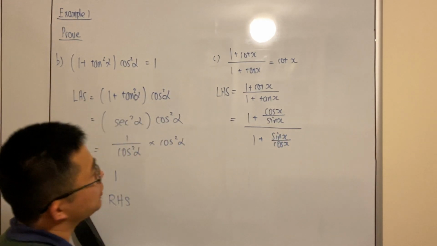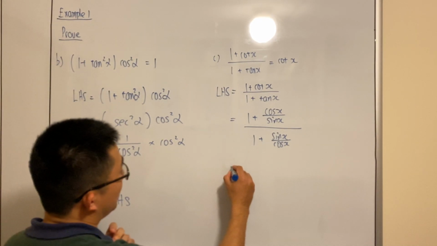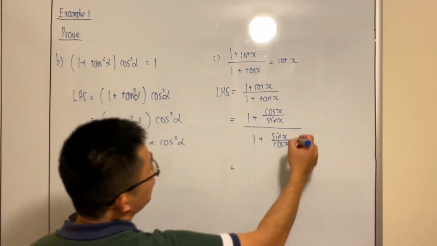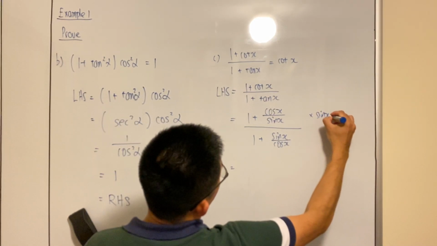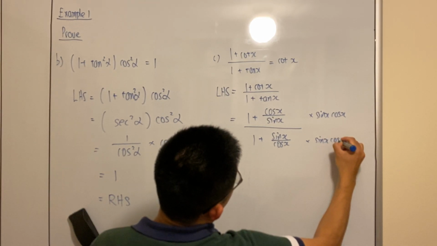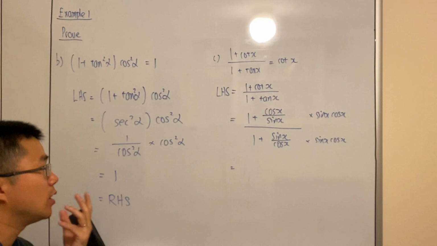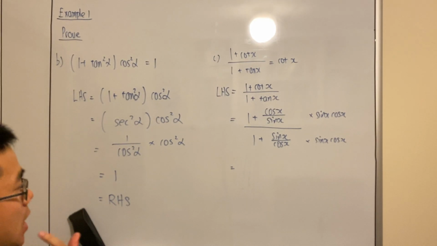All right, so using the ratio identities, you get this expression. Cot is equal to cos over sine, and tangent is equal to sine over cos. Now what I want to do is multiply both the numerator and denominator by sine x cos x. The reason for that is I just want to get rid of the denominators. I don't want a fraction inside another fraction.